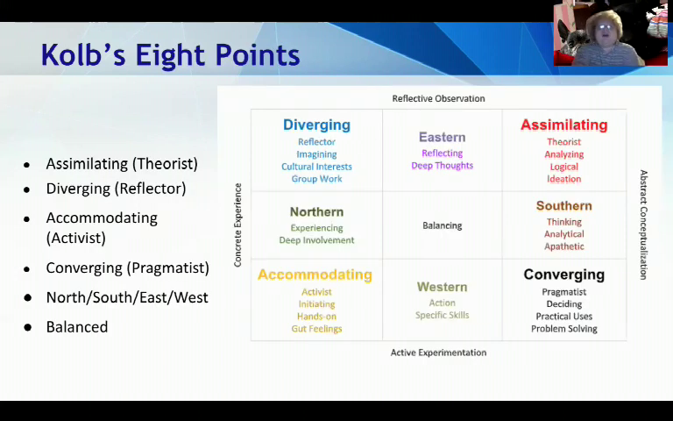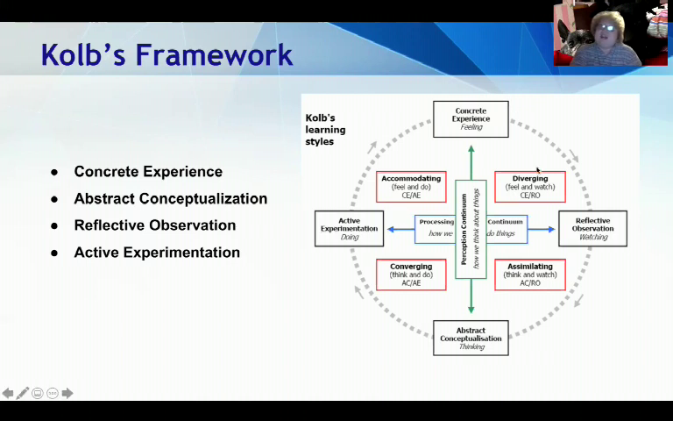This gives rise to Kolb's four main points or styles. You'll see it at the intersection of the four main things we just talked about. You actually have your styles: accommodating, feel and do; diverging, feel and watch; assimilating, think and watch; and converging, think and do.